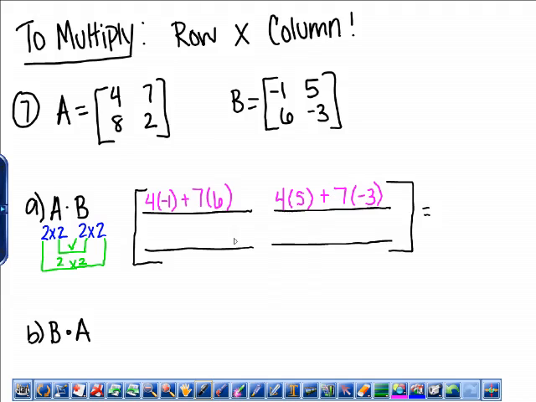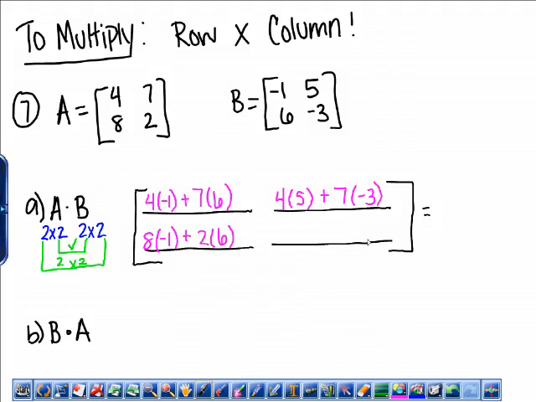Okay, let's look at this spot. Second row, first column, right? So we're going to take the second row from A, the first column from B. So 8 times -1 plus 2 times 6.